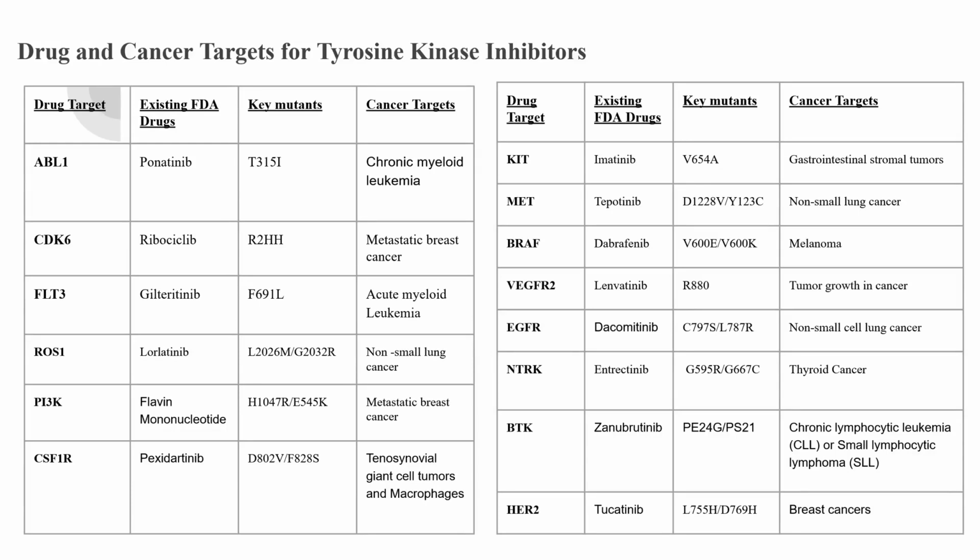Drug and cancer targets for tyrosine kinase inhibitors. These are the various drug targets that are covered in the Advanced Biochem playlist for Sections 1 and 2. Each presenter is assigned a drug target and has to gather a basic understanding of what it is, such as the table mentioned in this presentation, like existing FDA drugs, key mutants, and cancer targets to compare to their assigned drug target.